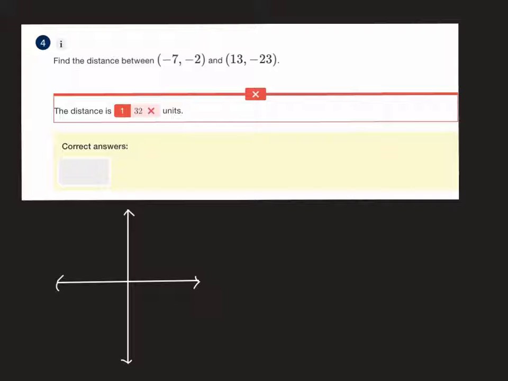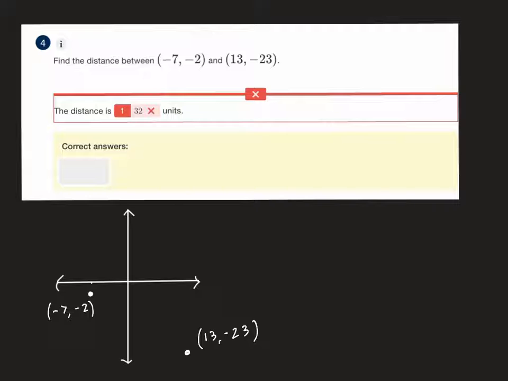We had to find the distance between -7, -2, and 13, -23. I didn't want to draw a whole coordinate plane out, so I just drew the axes down here. We can just plot where they're kind of located. This first one, -7, -2, we go over -7 to the left, and then down -2, gives us a point right there. That's not exact, but it's pretty close. So we can say -7, -2. Then we have 13, -23. I'm going to go to the right 13 and then down -23. We'll call it right there, 13, comma, -23.